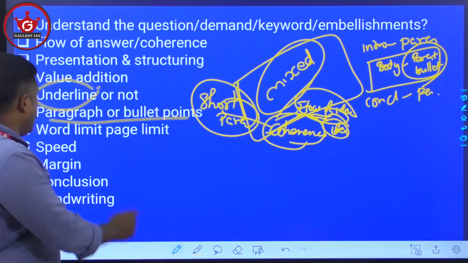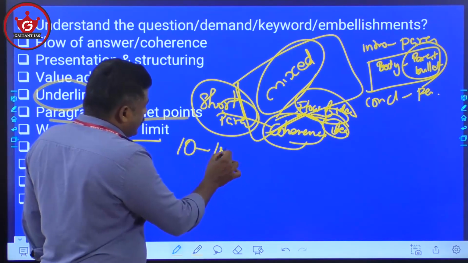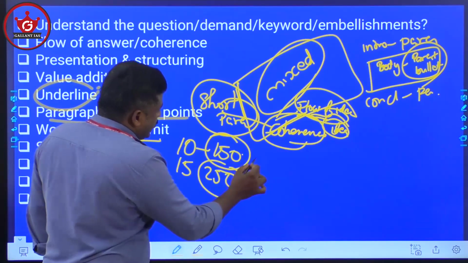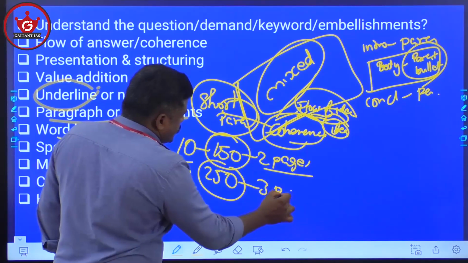Now, word limit or page limit, which I already told you. For a 10 marker, 150 words. For a 15 marker, it is 250 words. And here the page limit is 2 pages maximum. Here it is 3 pages.